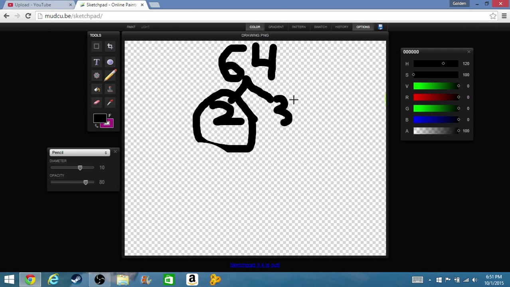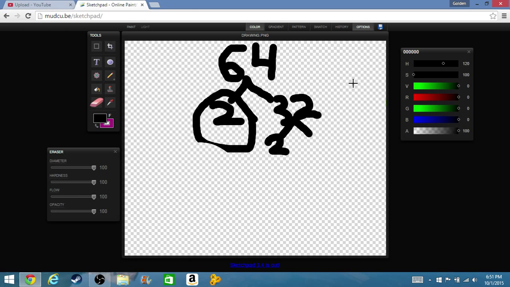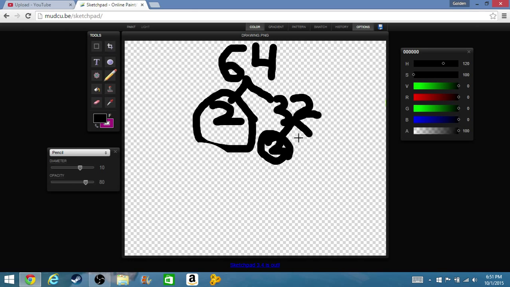32 will also go into 2 evenly. But why is 32 not a prime number, and why is this one a prime number? Because it cannot be divided equally unless by 1 and itself. So 2 times 1 is the only thing that'll divide it equally. So circle that, as always, and then 2 times 32.